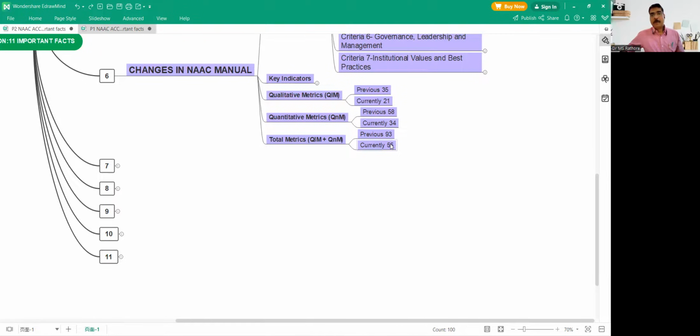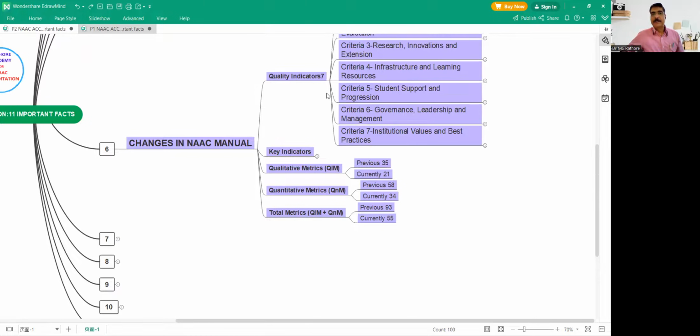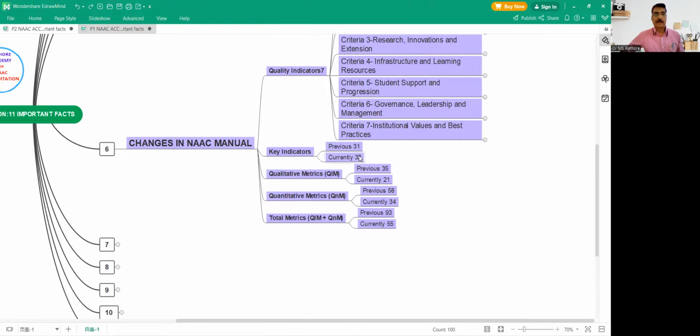And these are the 5 important changes. Let me summarize. The quality indicators have remained the same. The key indicators, previously there were 31, and right now they are 32. The qualitative matrices, previously they were 35, and right now they are 21. Quantitative matrices, previously 58 were there, and right now they are 34. And the total matrices, previously they were 93, and currently they are 55. So a total of 55 questions are to be answered for the affiliated institutes.